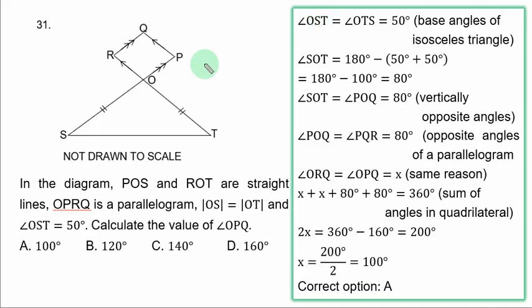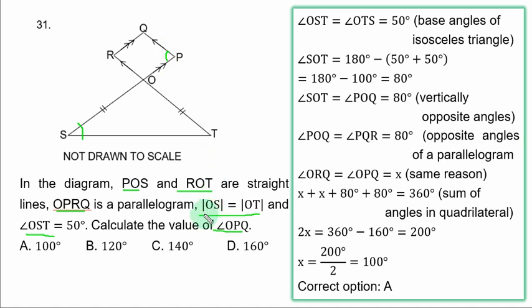Question 31. In the diagram, POS and ROT are straight lines. OPRQ is a parallelogram. OS equals OT and angle OST, that is this angle, equals 50 degrees. Calculate the value of angle OPQ. That is, find this angle.